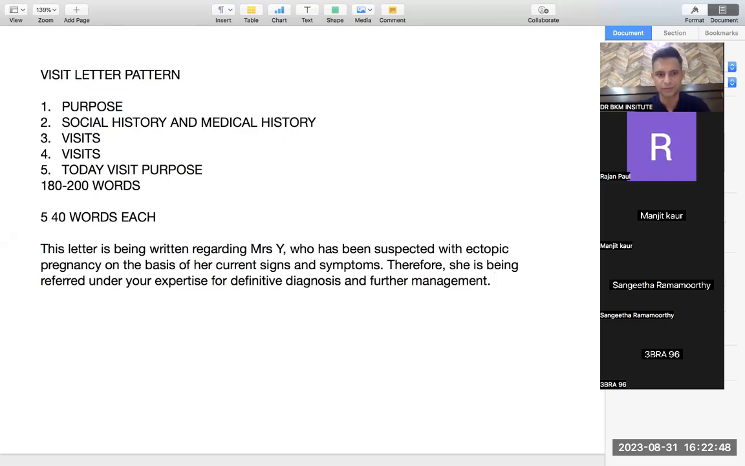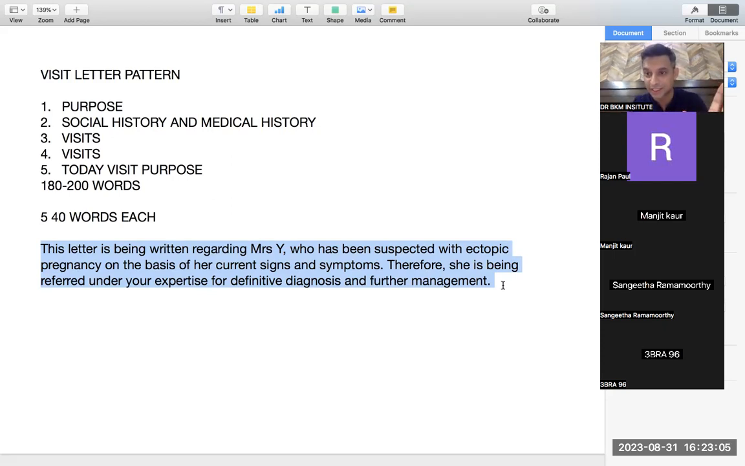So this is the first paragraph. That's it. How simple an OET letter is. So we are telling the gynae or an obstetrician that this patient is suspected with ectopic pregnancy. Therefore, she is being referred under your expertise for definitive diagnosis, because she is a suspected case. So we want a definitive diagnosis and further management. That is why we are sending the patient.